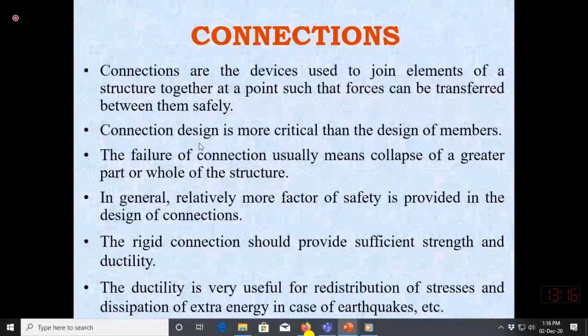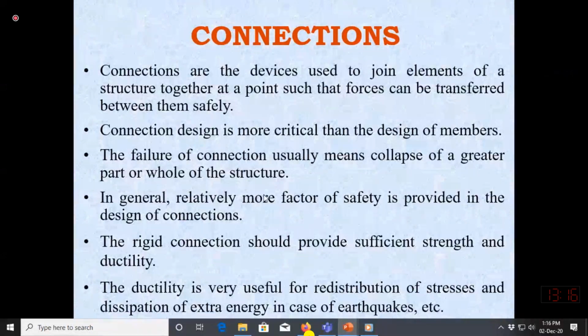So connection design is more critical than the design of the member. It means that we may sometimes use a higher factor of safety, or maybe a high strength material for the connection as compared to the structural member itself. The failure of a connection usually means the collapse of a greater part of the whole of the structure.